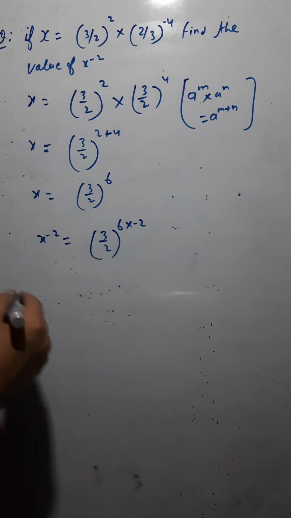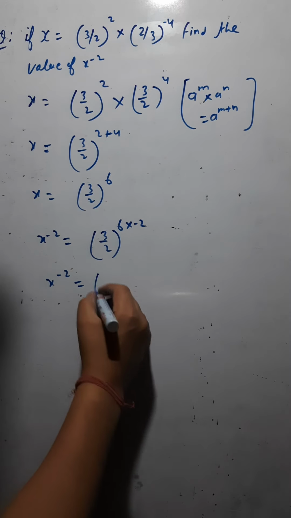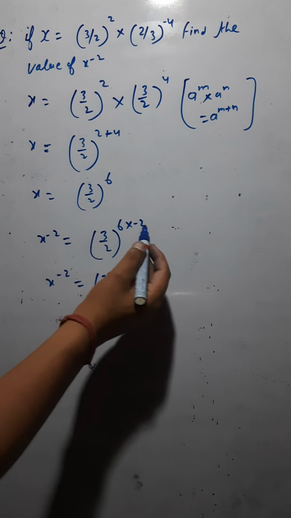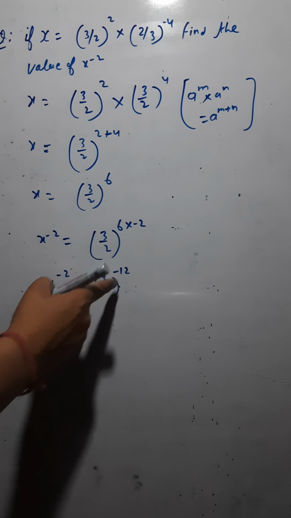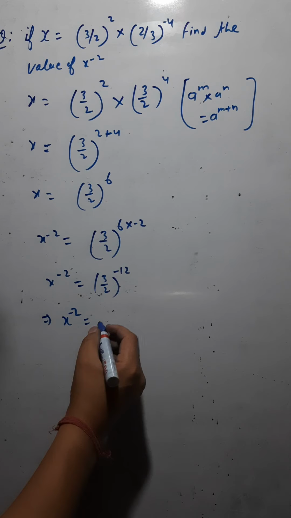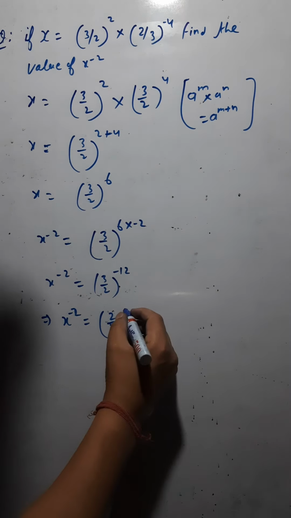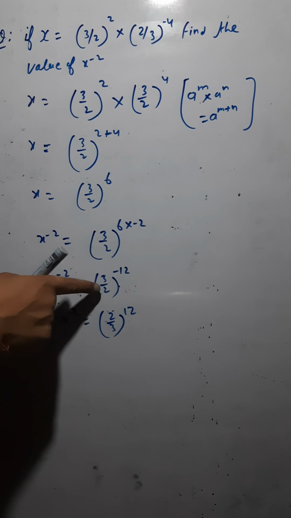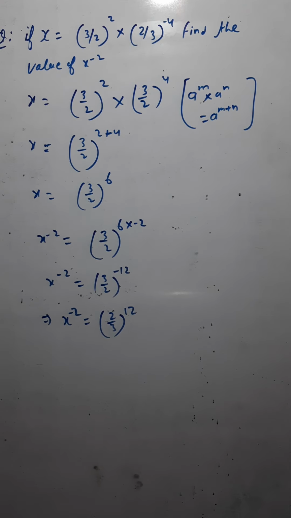Very good. Now how would you solve this? X raised to the power minus 2 would be equal to (3/2) raised to the power 6 times minus 2, it would be minus 12. If you make this power positive also, the value of x raised to the power minus 2 would be 2 by 3 raised to the power 12. The power becomes 12 as I have written the reciprocal of the fraction inside. Are you getting this? So this is how we find the answer of the given question. Just note it down.